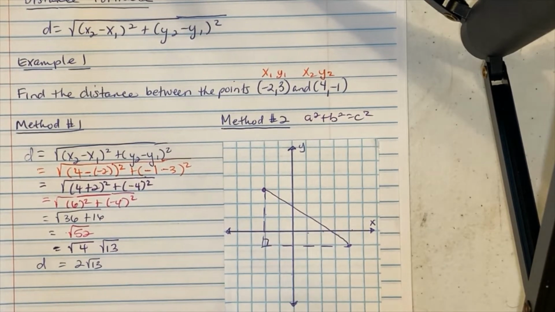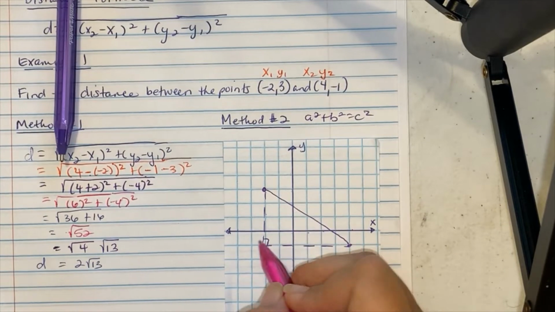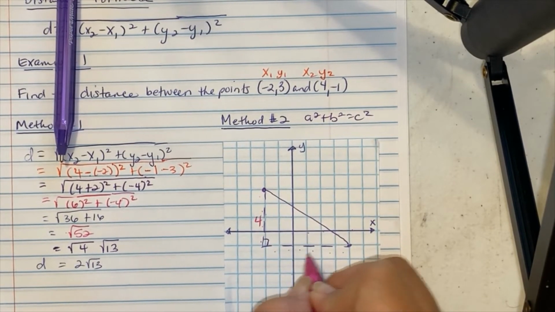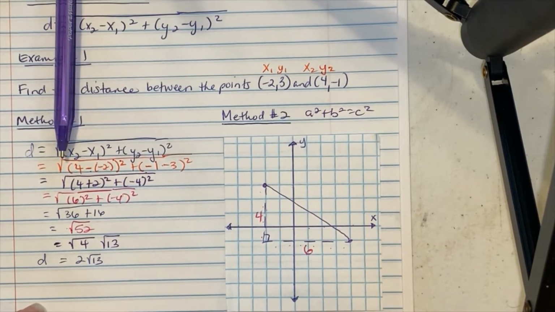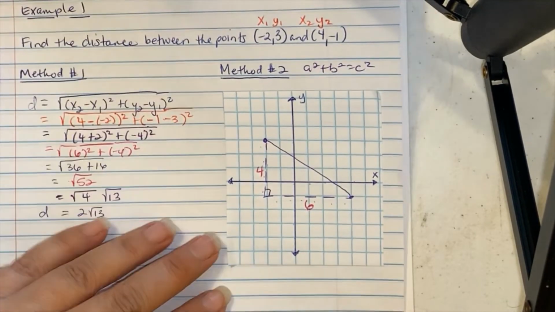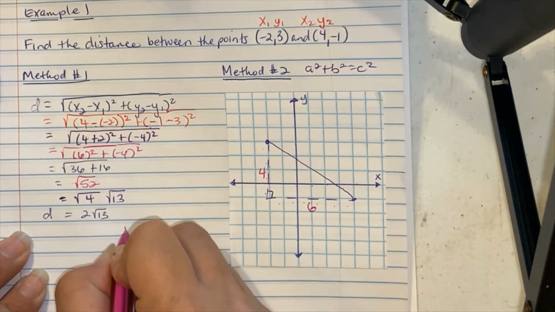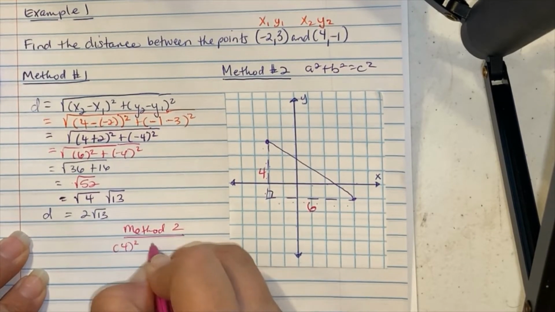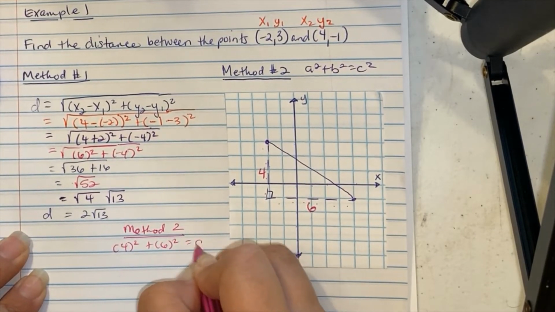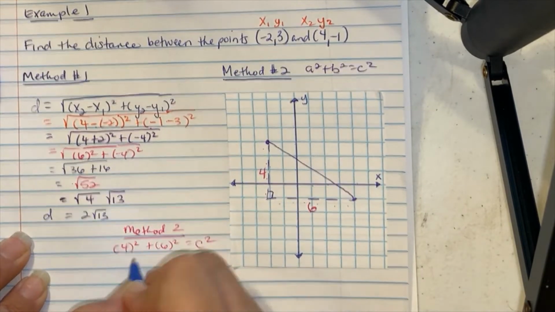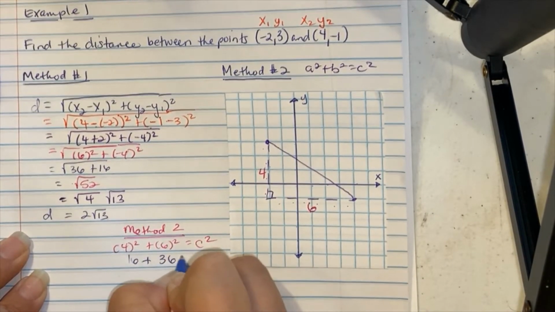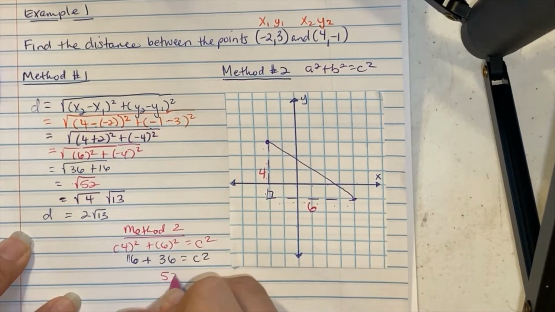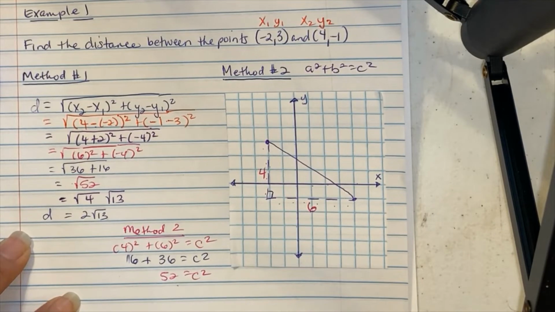And I'm going to count measures. We have 1, 2, 3, 4. This is the height of 4. 1, 2, 3, 4, 5, 6 is the length of 6. So remember I said Pythagorean Theorem. Well, remember a squared plus b squared equals c squared. So method 2: 4 squared plus 6 squared equals c squared. 16 plus 36 equals c squared. That gives us 52, which then we can take the square root of again.